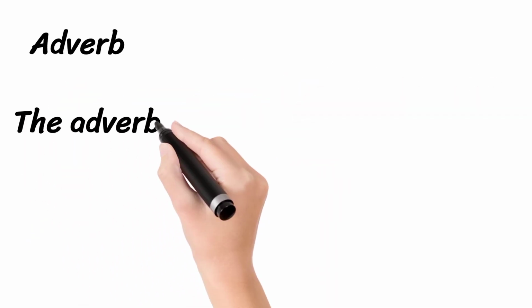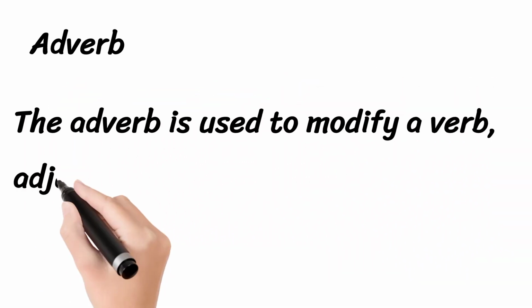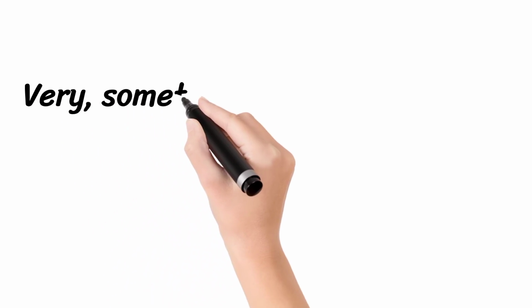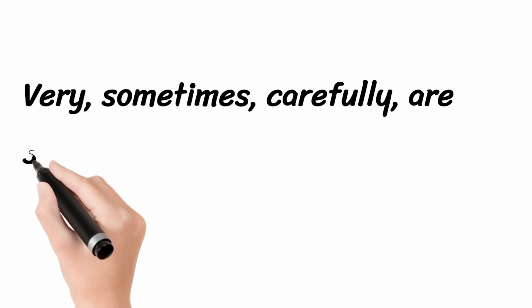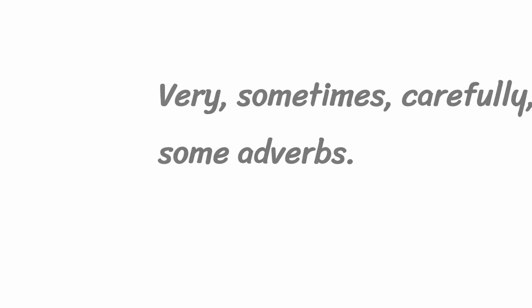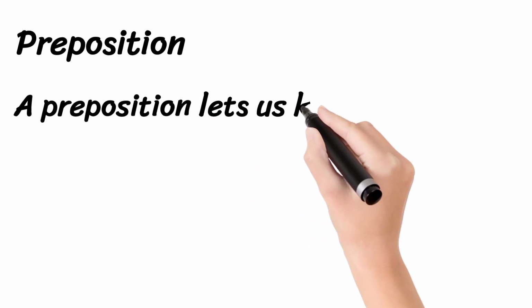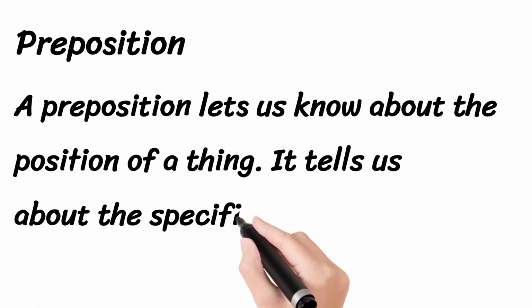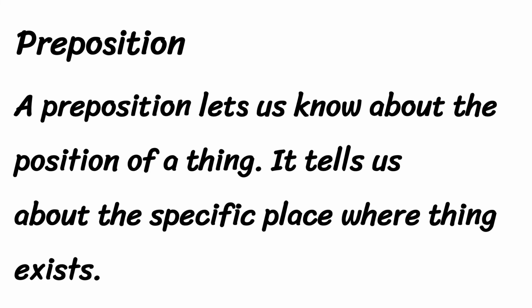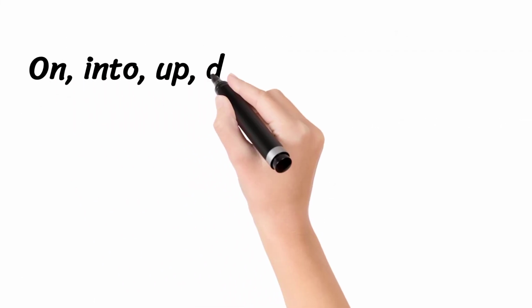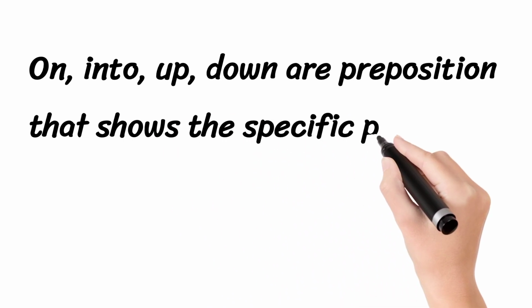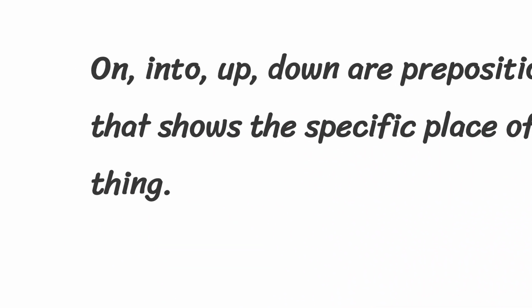Adverb. An adverb is used to modify a verb, an adjective, and even another adverb. Here are some examples of adverbs: very, sometimes, carefully. Preposition. A preposition lets us know about the position of a thing. It tells us about the specific place where a thing exists. On, into, up, down are prepositions that show the specific place of a thing.